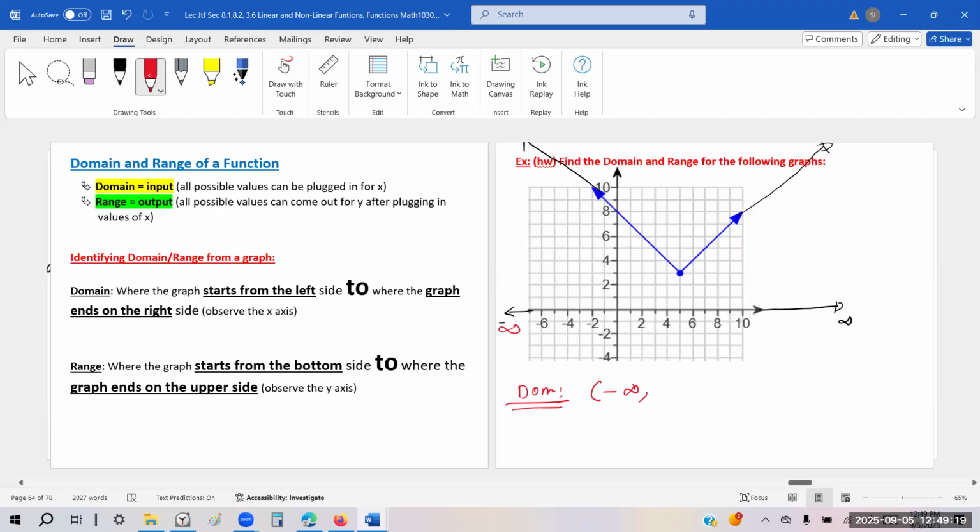When you don't know the exact number or when you don't see the exact number in the graph, you have to put a parenthesis. If you see something visible, it's a bracket. And if you don't see anything, if it's continuous forever, then it's supposed to be infinity. So parenthesis. So our smallest x value on the left side is negative infinity. Now this line is going on forever and ever and ever on the right side. So what is the largest x value we can have in your graph?